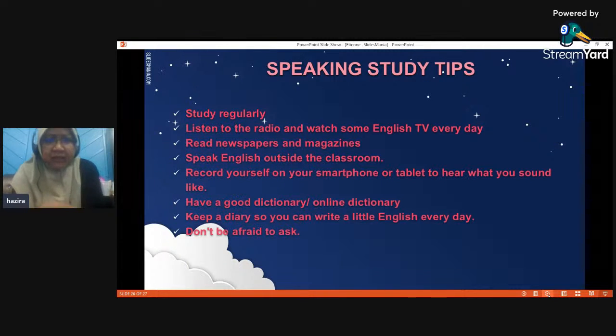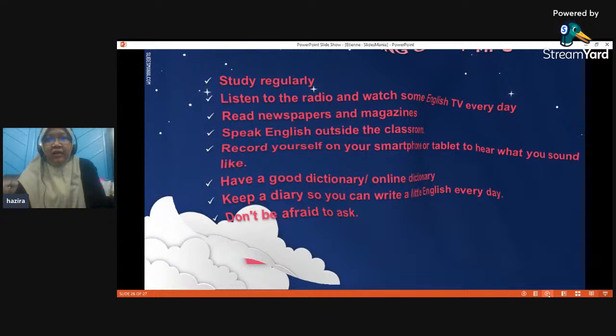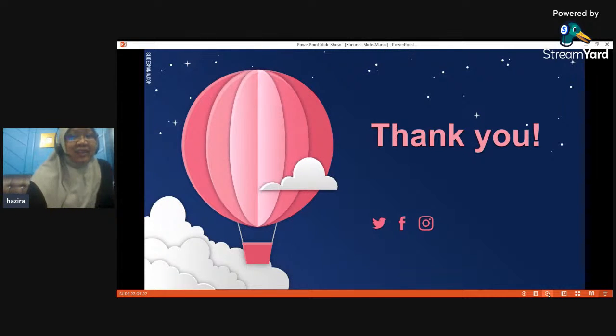And other than that is you can record yourself actually on your smartphone. You have your smartphone, you can use your voice note there on your smartphone, on your tablet, to hear what you sound like. Awak record, awak dengar balik, awak rasa macam awak sendiri pun nak tergelak, maksudnya adalah benda tak kena tu. So you can start practicing and keep on practicing. Okay. All right. Next one is, okay, I think that's it from me.